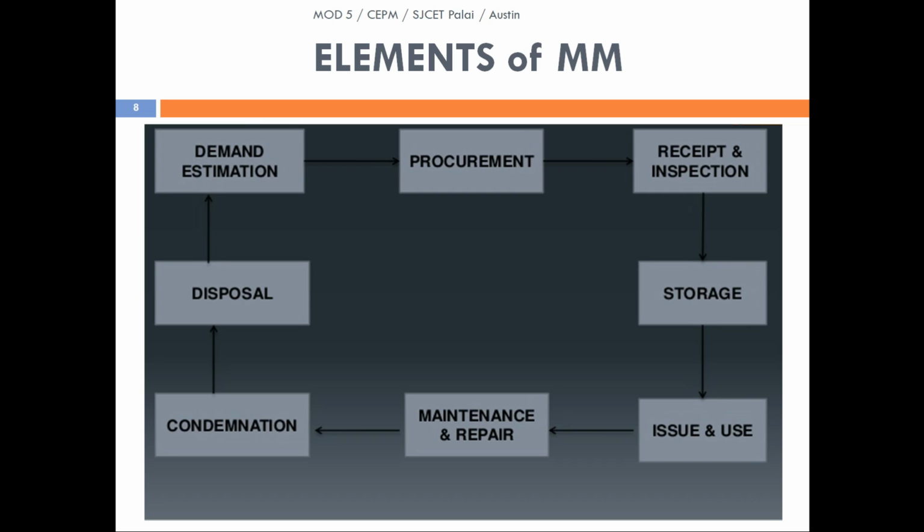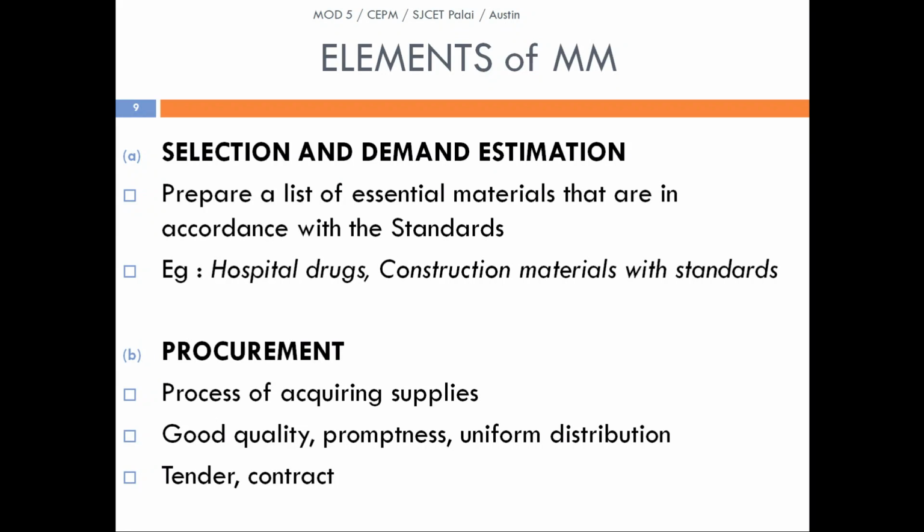This can be classified as a cycle or a chain, starting from demand estimation, then going to procurement, receipt and inspection, storage, issue and use, maintenance and repair, condemnation, disposal, and again to demand estimation. We will be seeing one by one what the elements of material management are. The first one is selection and demand estimation.